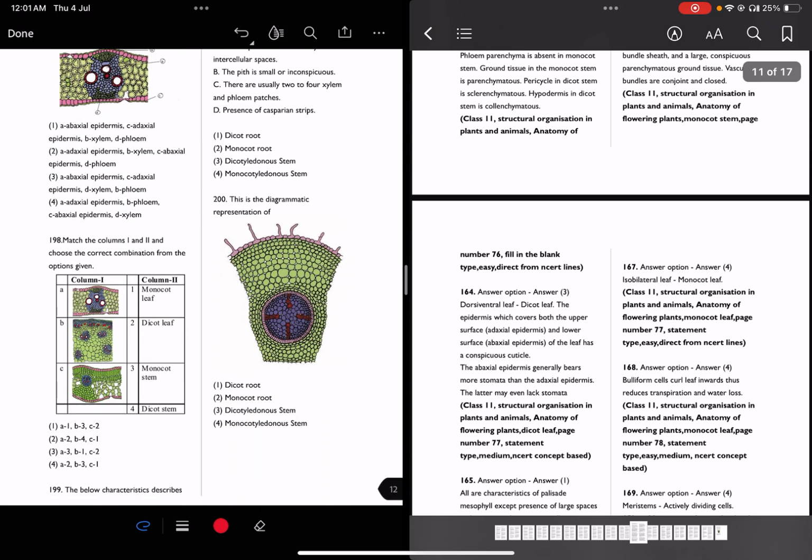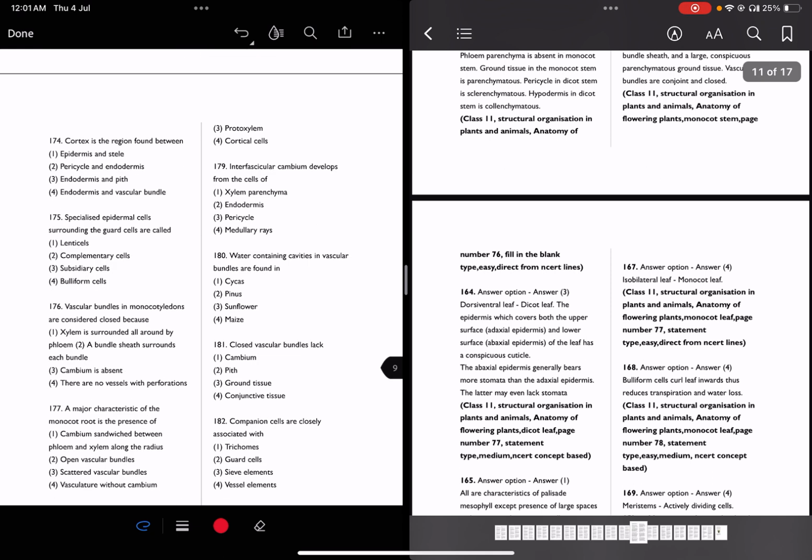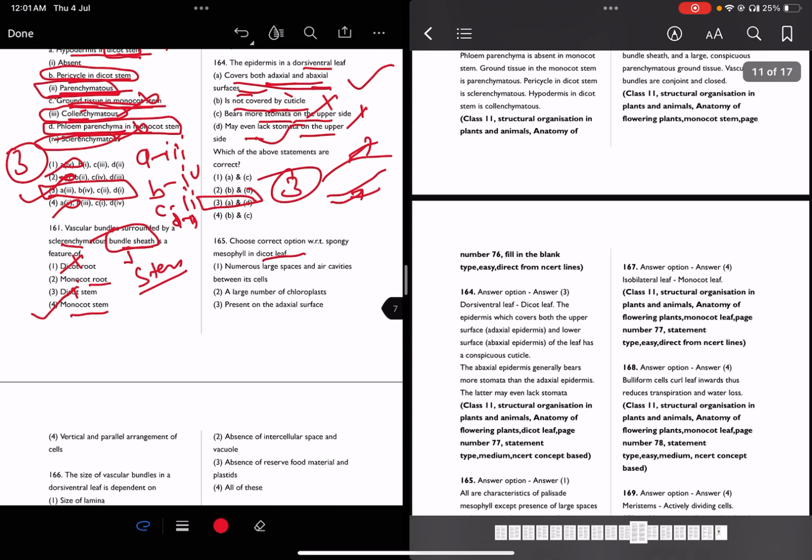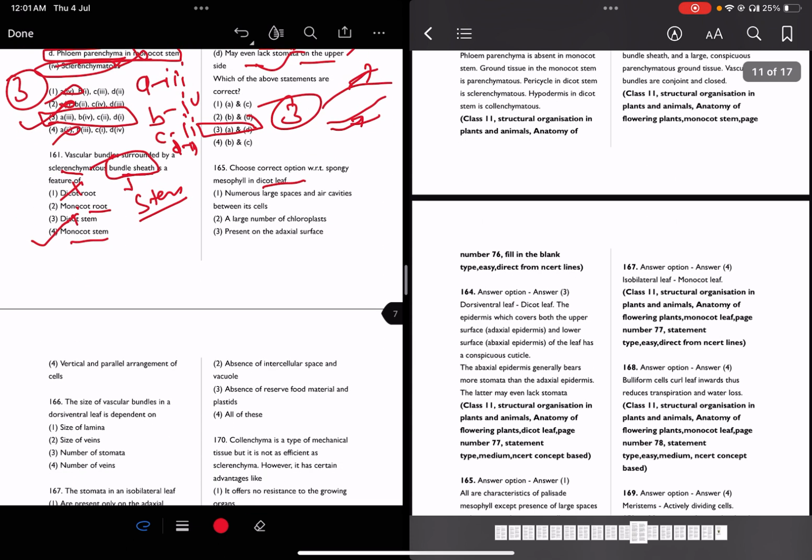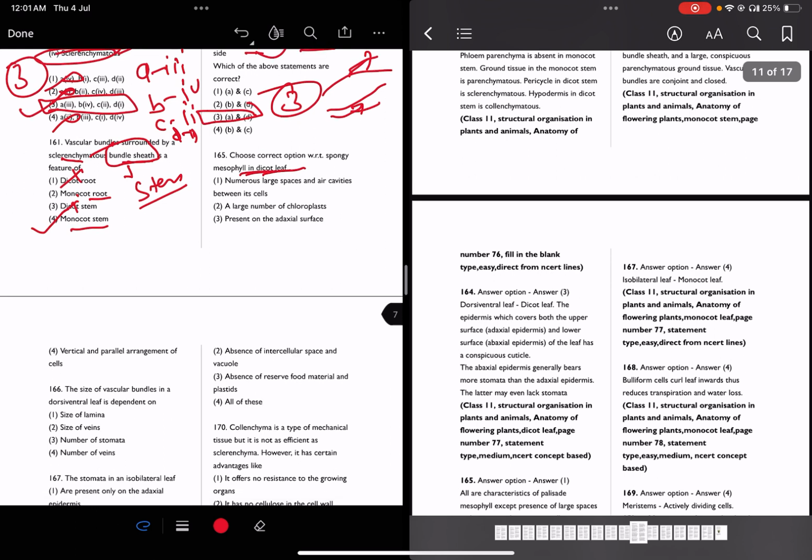Dicot leaf. This is the dicot leaf. This is the spongy tissue in the dicot leaf. Look now: in the mesophyll, the dicot leaf presents numerous large spaces and air-containing cavities between its cells, with a large number of chloroplasts.